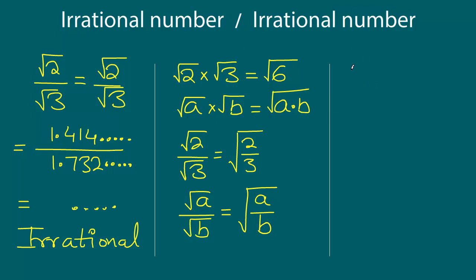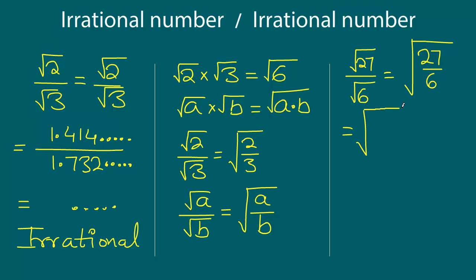Let's say we have something like square root 27 and we want to divide this by square root 6. So what will be the answer? So we are going to write this as square root of 27 by 6. And that means square root of 27. So we are going to break them into prime factors. So it will be 3 times 9, which will be again 3 times 3. And here 6 is 3 times 2. So we can cancel 3 and 3. And now we have square root of 9 by 2.